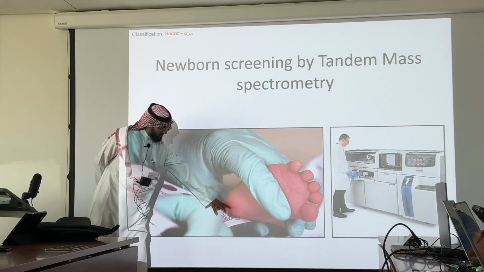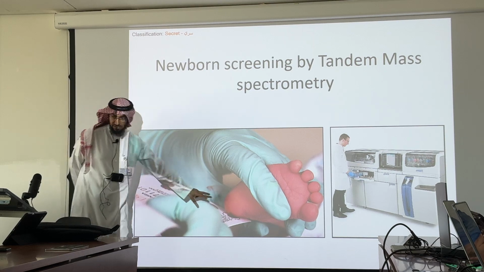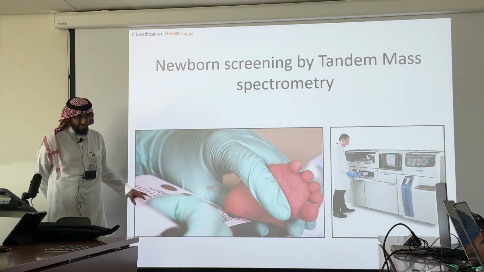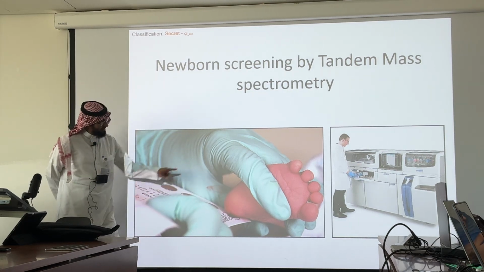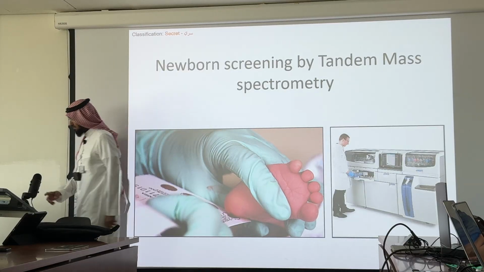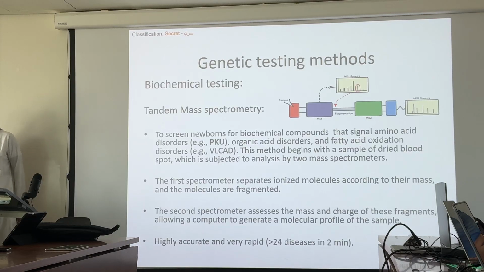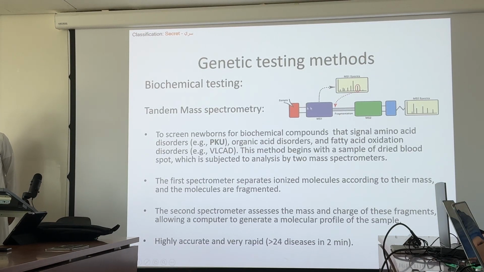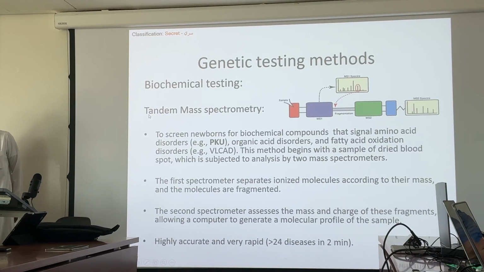Any baby should undergo this prick, to take the blood, then to be introduced into the tandem mass spectrometry machine. The concept is simple. You put the sample here, it goes to the mass spectrometer, the first one and the second one. And this is why we say it in tandem.